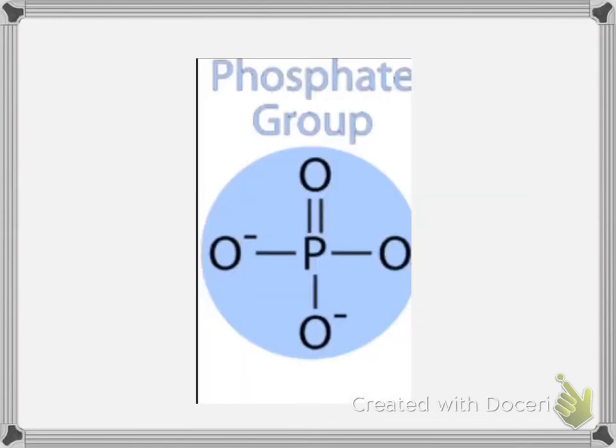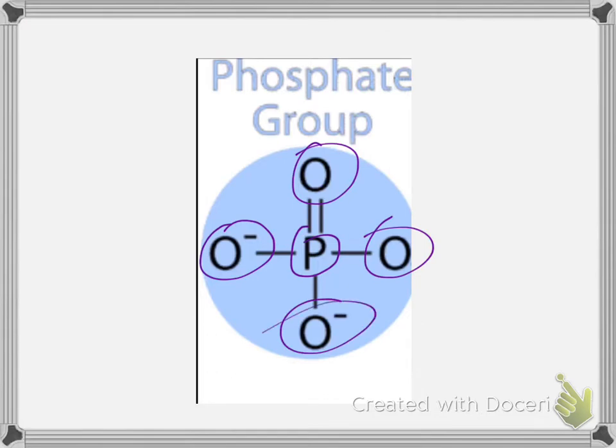This is the phosphate group present in the nucleotide. One phosphate ion is attached to four different oxygen atoms.